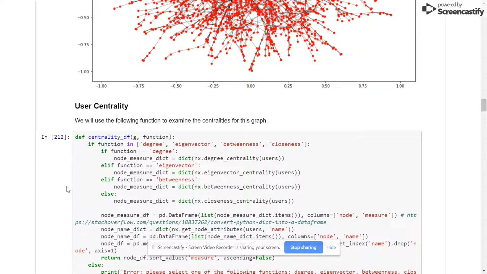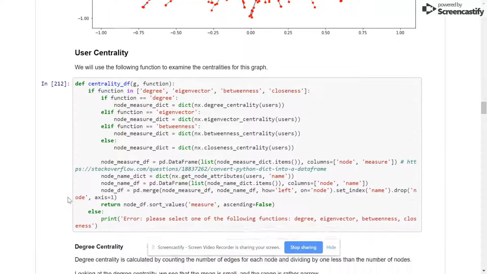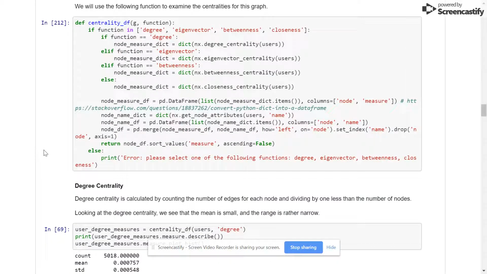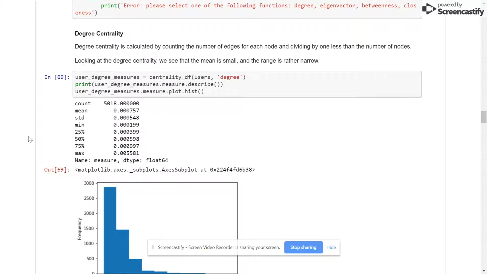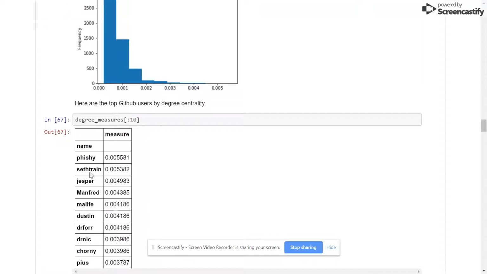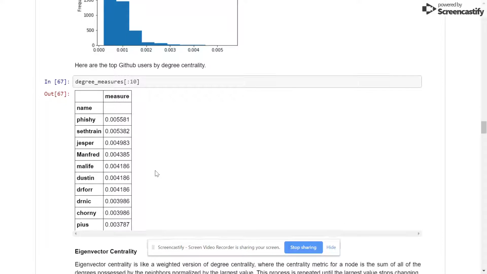Let's take a look at user centrality. We're going to use this function here to go over the 4 different centralities on this graph. First, degree centrality. It's calculated by counting the number of edges for each node and dividing by 1 less than the number of nodes. And when we look at degree centrality for this user graph, we see that the mean is small and the range is narrow. It's concentrated around 0, as we see in this histogram. And here are some of the top GitHub users by degree centrality.